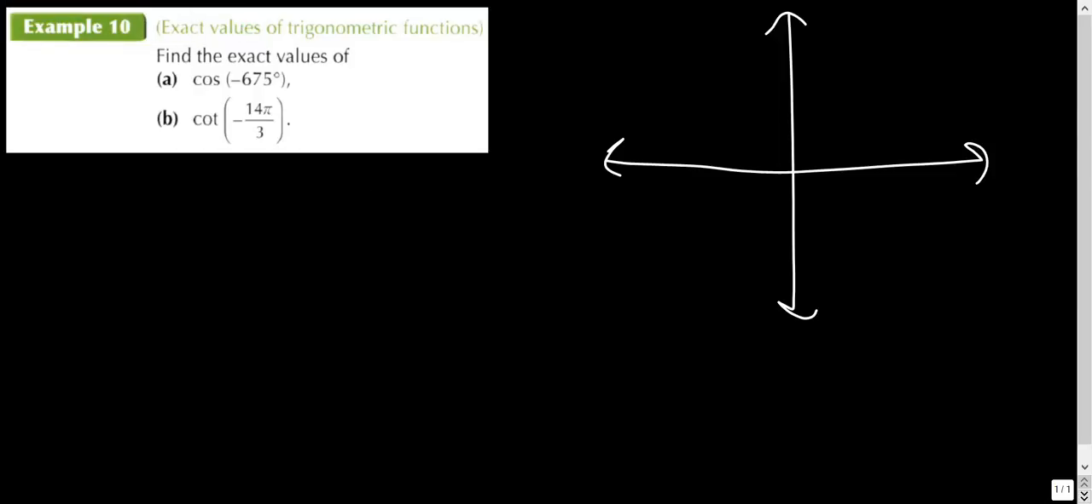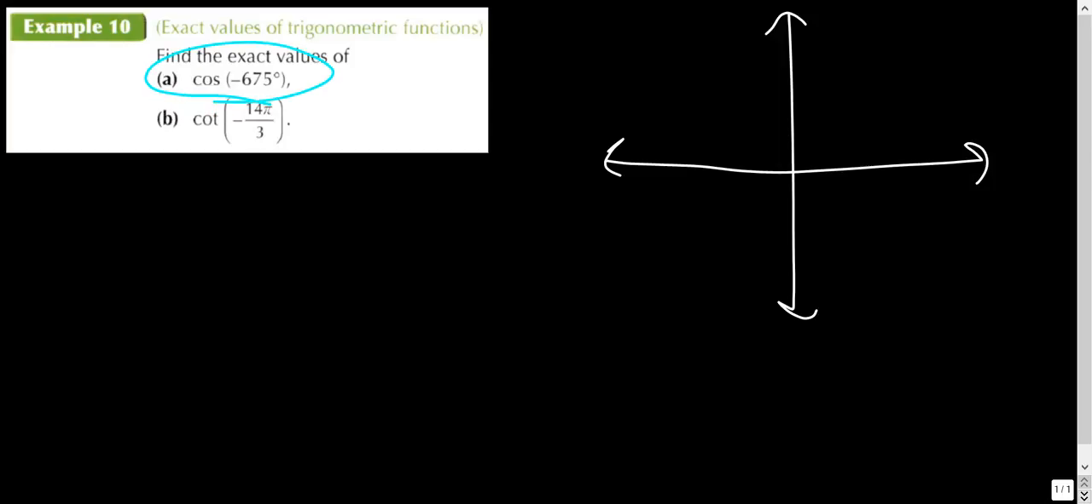Example 10 is asking us about the exact values of trigonometric functions. So this is where we have to use those exact answers, no decimals. We want the actual value of it, and that was from our class activity from section 1 where we were looking at those exact values. So the first one is the cosine of negative 675 degrees.